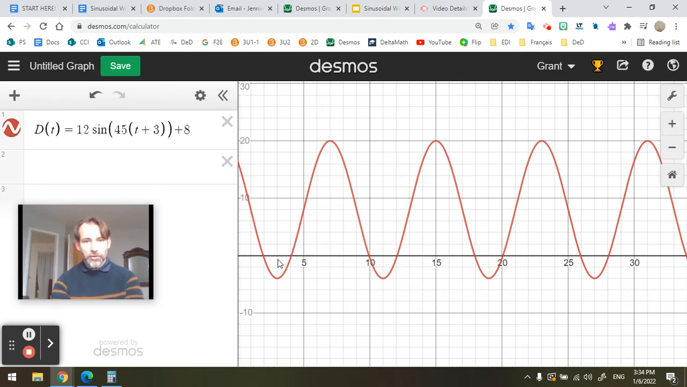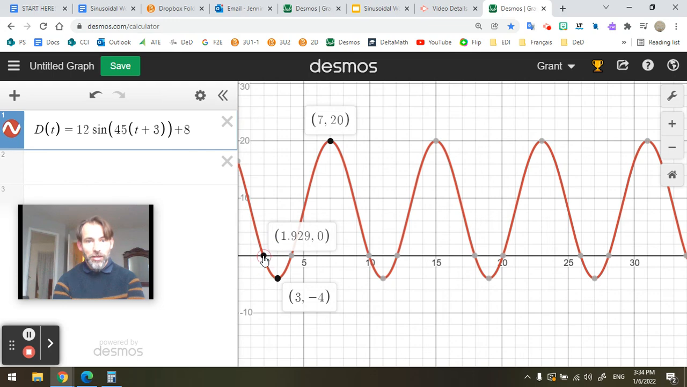This is the function that models my position as I do this. At time equal to 3 seconds, I'm at my furthest point from the window, which is minus 4. And then at t equals 7 seconds, I'm at the furthest position opposite that, which is 20. Let's see, where do I cross? At 1.9 seconds, you could hit me with a chalk eraser, but you probably don't know I'm coming yet, because I just left one side of my swing there. And then here, 4 seconds is another time you could hit me with a chalk eraser.